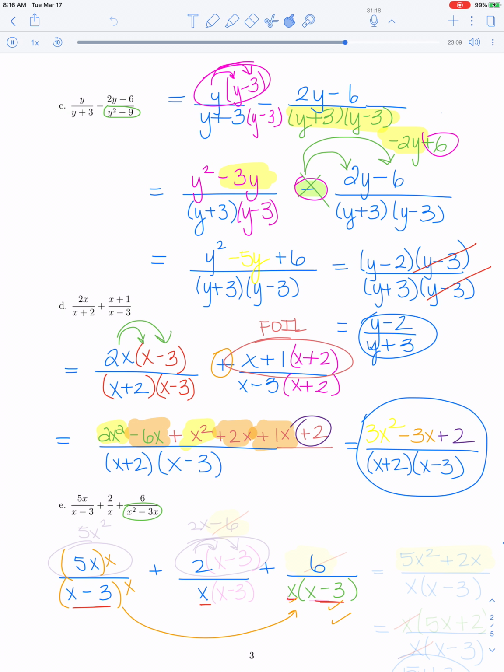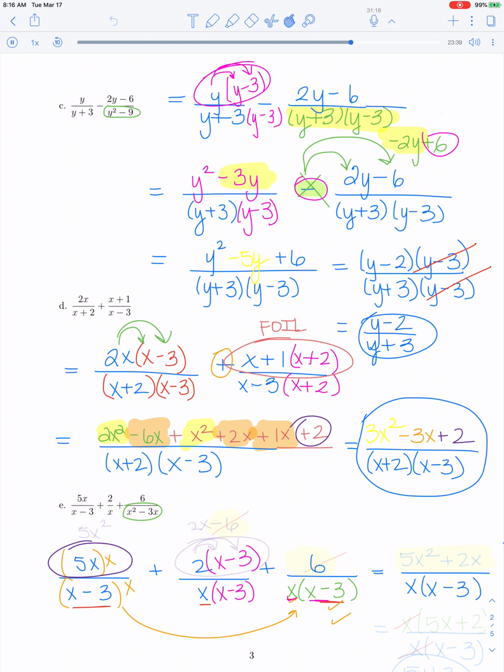The middle fraction, however, has the x. It's missing the x minus 3. So that one would just need to get multiplied by an x minus 3 on the top and the bottom. That would get us our common denominator of having both an x and an x minus 3 on all 3 fractions. So on top of the first one, let's see what that does.